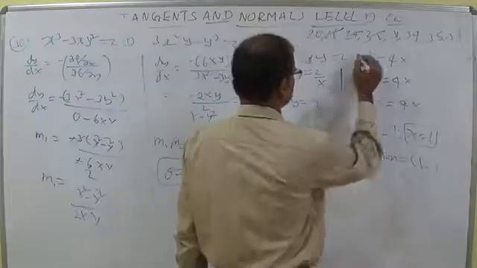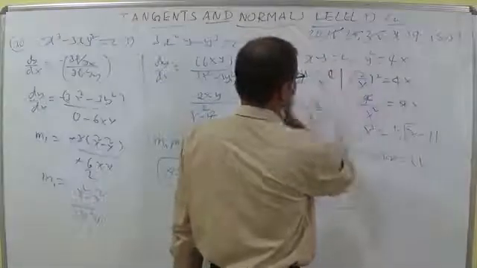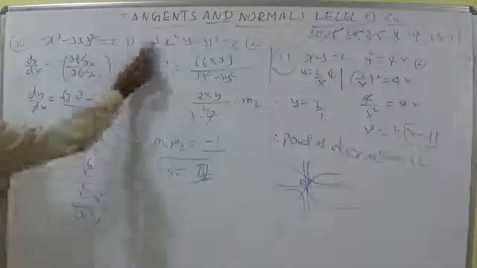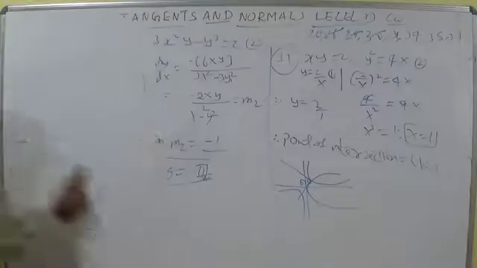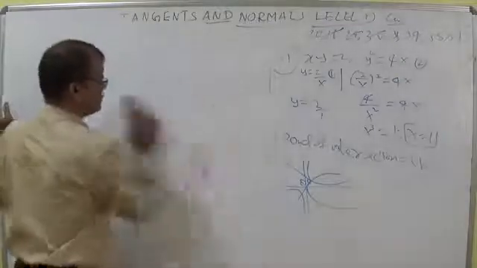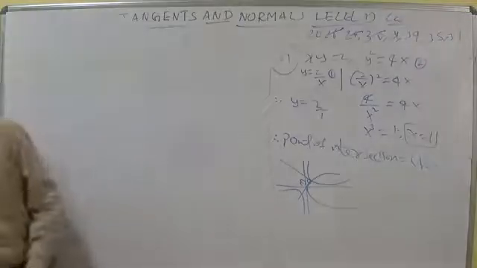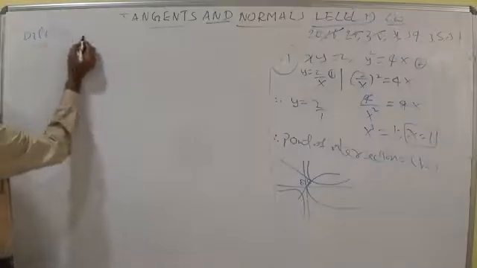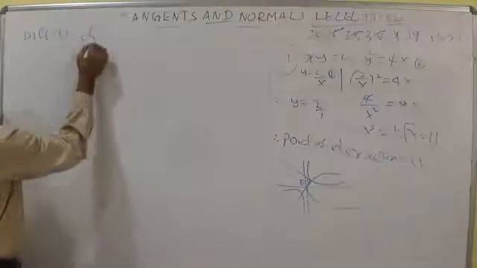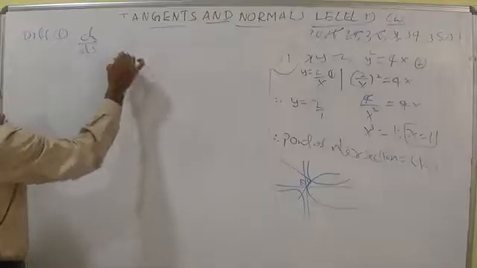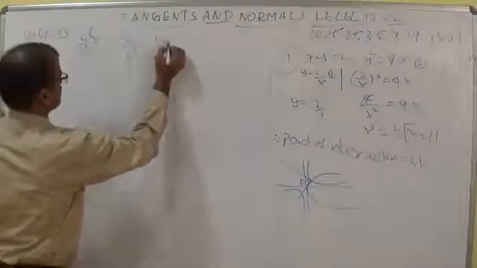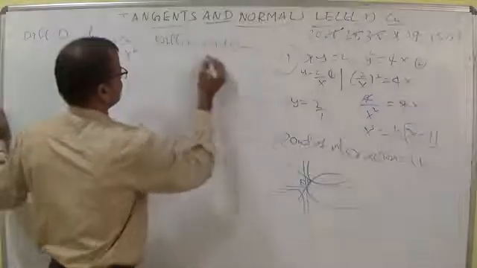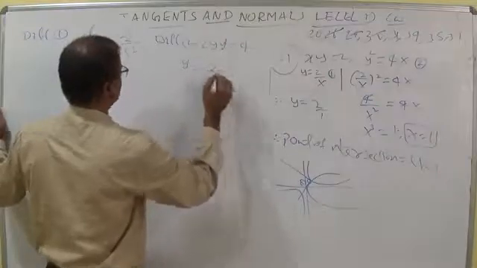Let it be first equation: y is equal to 2 by x, first equation. This is the second equation. By differentiating the first equation, we get dy by dx is equal to minus 2 by x square, because the derivative of 1 by x is minus 1 by x square. Next, differentiating the second, 2y y dash is equal to 4. You write y dash equal to 2 by y.